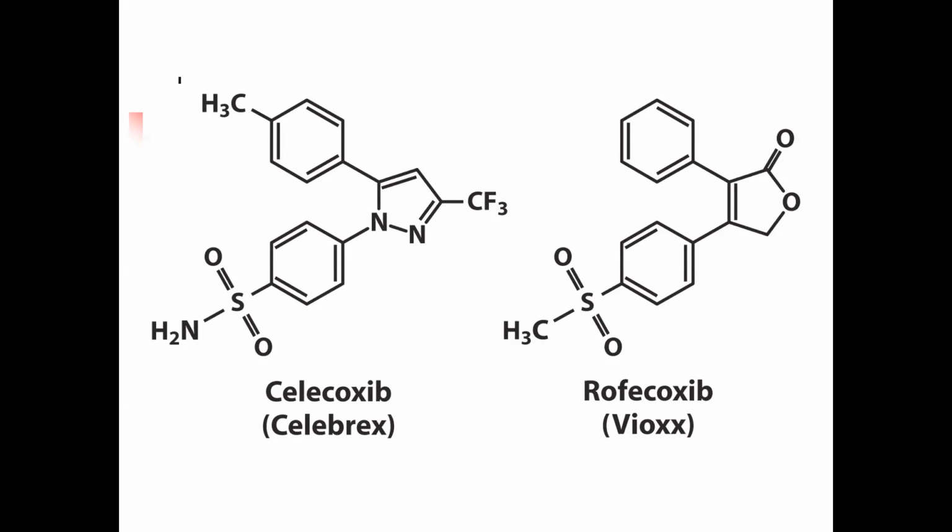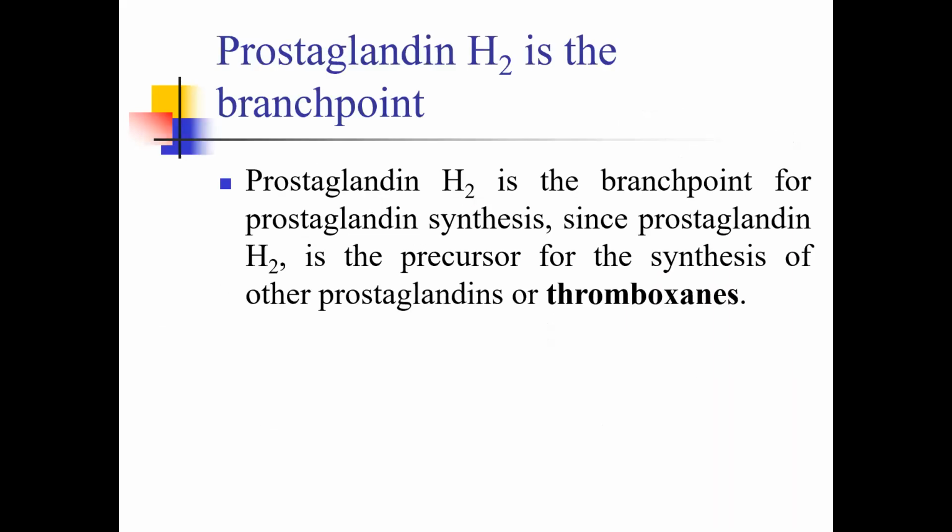Yeah, because rheumatoid arthritis and osteoarthritis are associated with inflammation. Rheumatoid arthritis especially. So that drug is used predominantly for rheumatoid arthritis and severe forms of osteoarthritis as well. So from prostaglandin H2, you can then make the different prostaglandins or the thromboxanes.